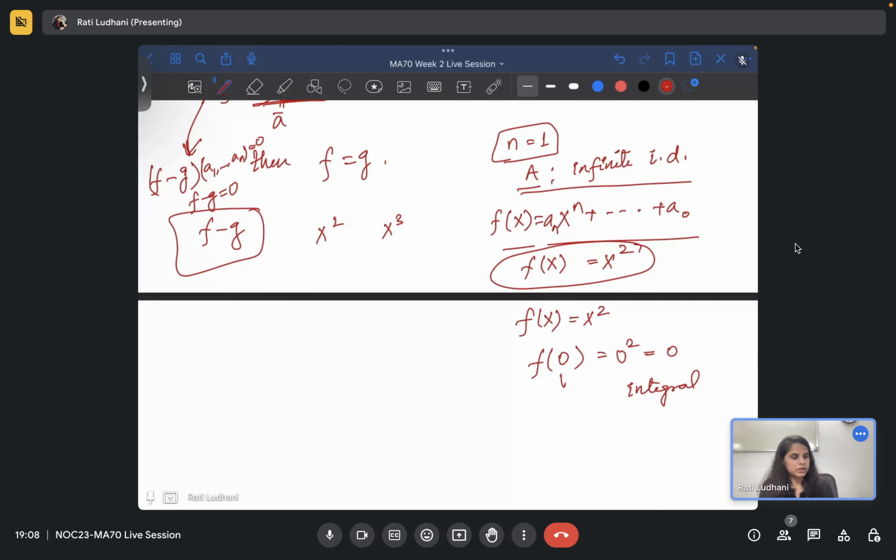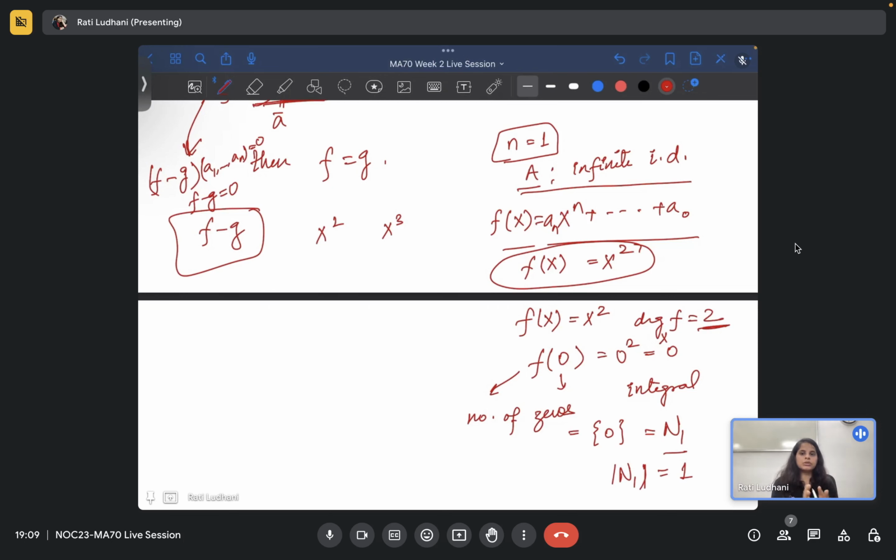So here the theorem is not applied, because the degree of f is equal to 2, and the number of zeros is equal to just 1, the zero at 0. So the cardinality of N1 is equal to 1, but the degree of f with respect to x is 2. So you cannot apply the theorem. As I said, the theorem says you just think of one polynomial, don't think of two polynomials. You can think of f minus g, that's what I'm saying.